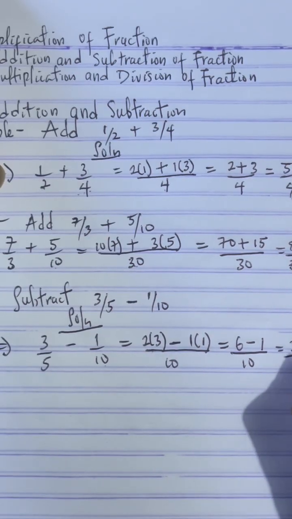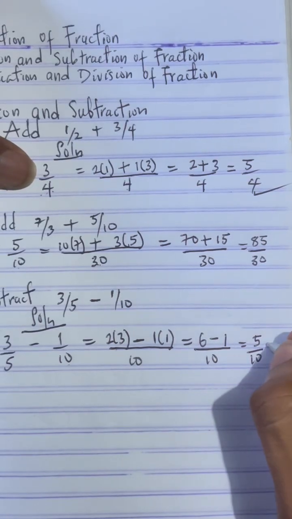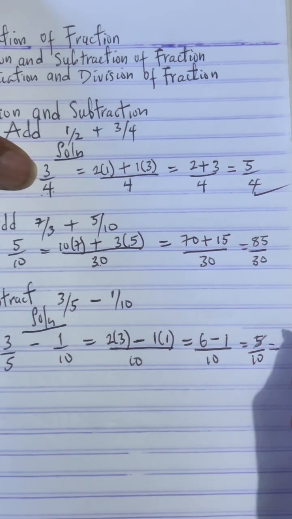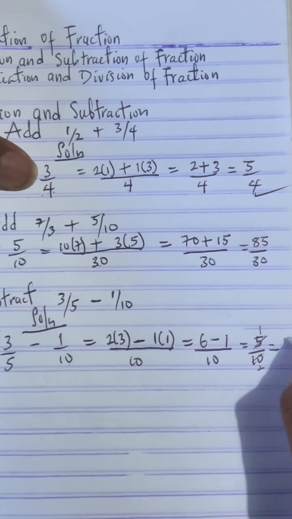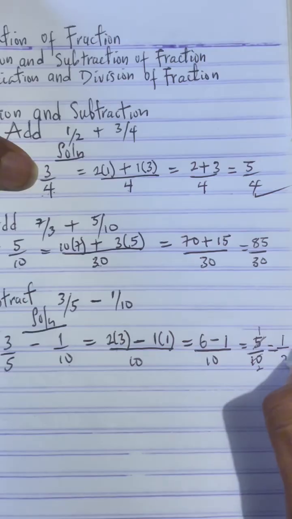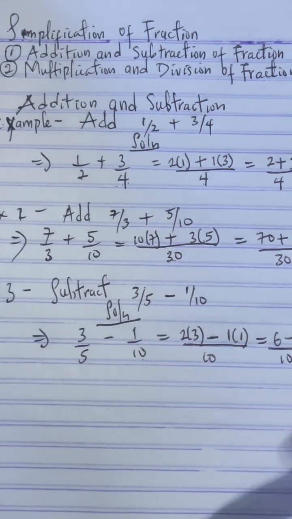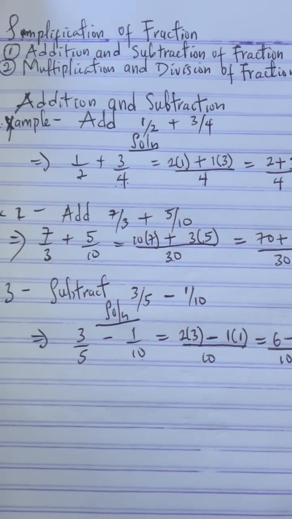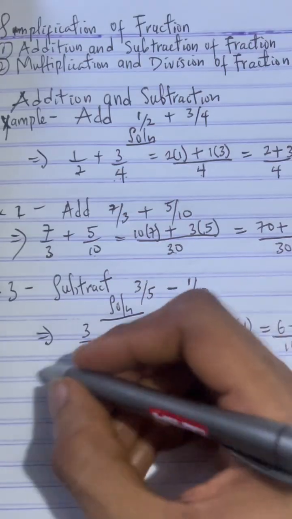5 over 10, right? Which can also be expressed as, because you see 5 here, 5 in 5 is 1, 5 in 10 is 2. So that's the same as 1 over 2. Exactly, 1 over 2. So that is it. That's how we add and subtract fractions. All right, next we're talking about how we would multiply and divide fractions.